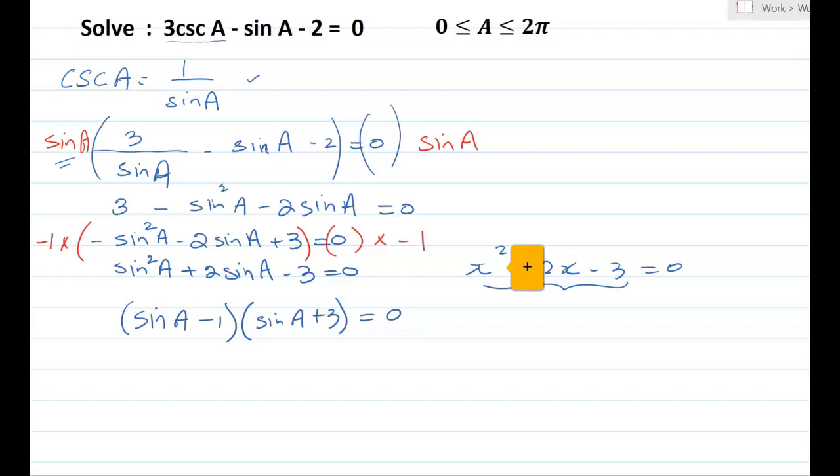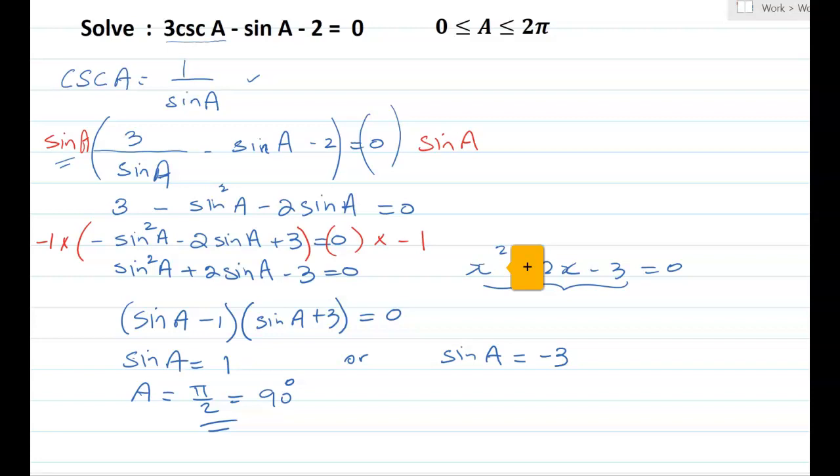All right, solve each one. So we get sine of A equals 1, or sine of A equals negative 3. Well, sine of A equals 1, we know what angle A is. If you remember the function for the sine, it hits the maximum value at pi over 2, which is 90 degrees. Now remember that. You can just look at the function again.